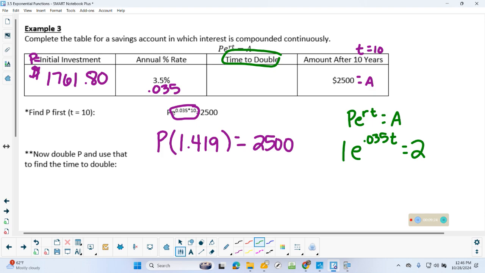Now, of course, let's get the exponent out of the e, so I'm going to convert from exponential to log form. I'm not writing log base e anymore. We're past that: ln 2 equals 0.035 t. Okay, let me give you a second to punch that in. I don't know, round to whatever.